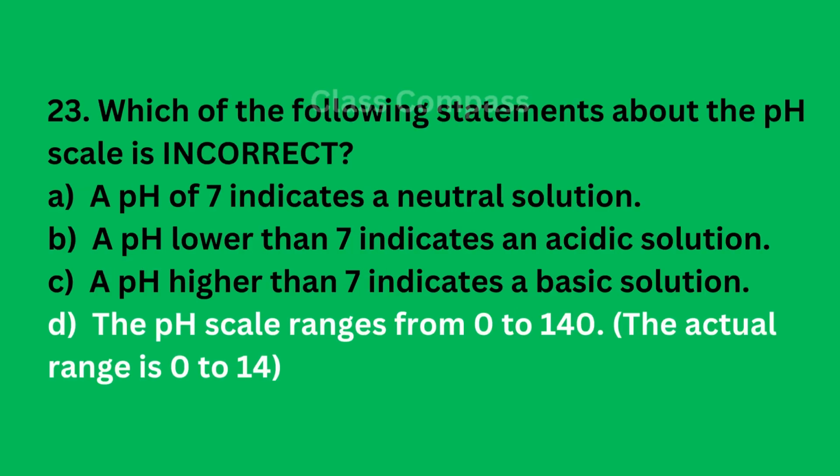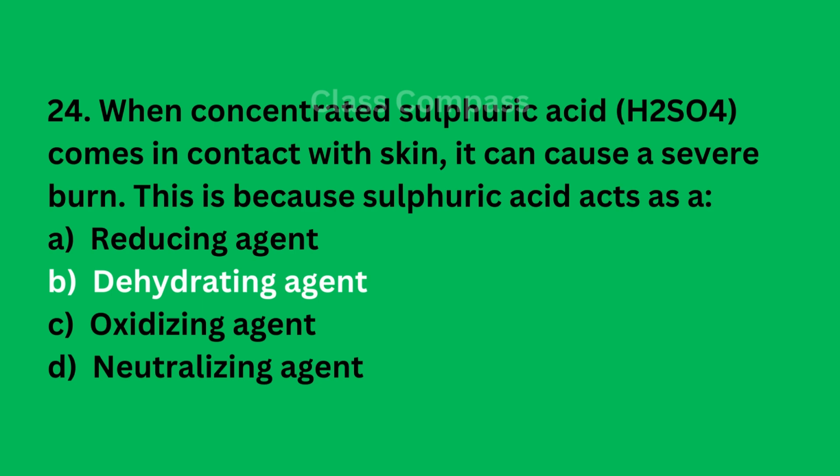23. Which of the following statements about the pH scale is incorrect? A. A pH of 7 indicates a neutral solution. B. A pH lower than 7 indicates an acidic solution. C. A pH higher than 7 indicates a basic solution. D. The pH scale ranges from 0 to 140. The actual range is 0 to 14. Answer is D. 24. When concentrated sulfuric acid, H2SO4, comes in contact with skin, it can cause a severe burn. This is because sulfuric acid acts as A. Reducing agent. B. Dehydrating agent. C. Oxidizing agent. D. Neutralizing agent.